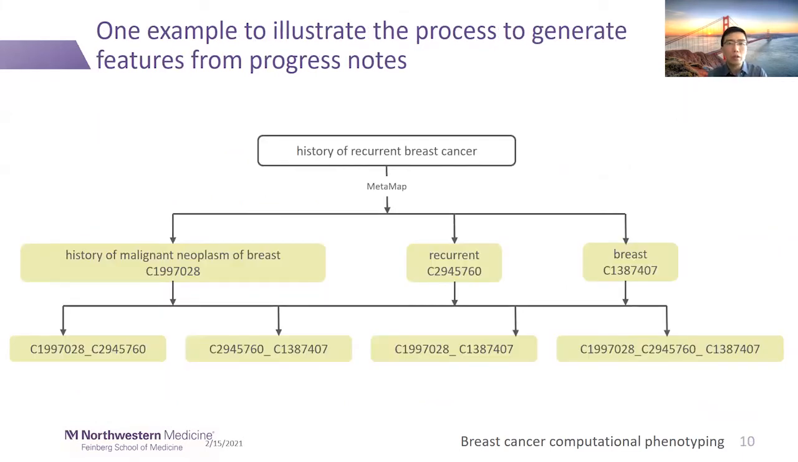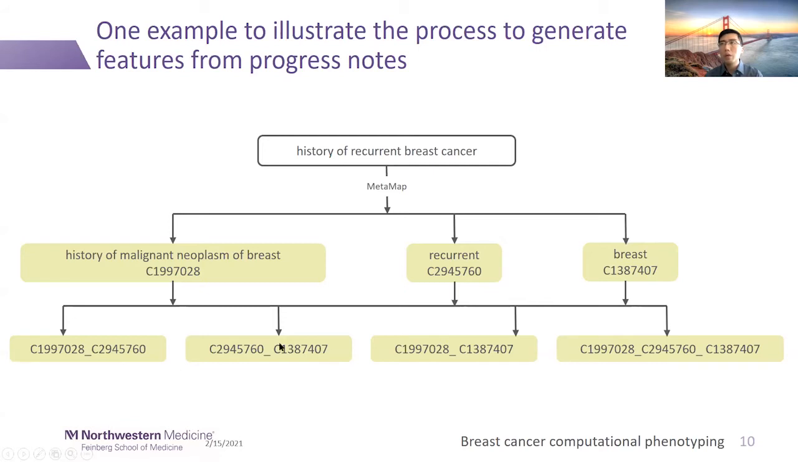So here's one of the examples to illustrate the process to generate the features from progress notes. So we have this partial sentence, history of recurrent breast cancer. And then by running them through MetaMap, we extracted some of the concepts like history of malignant neoplasm of breast, cancer of breast, which maps to this concept ID, and recurrent, which maps to another concept ID, and breast, which maps to another concept ID.